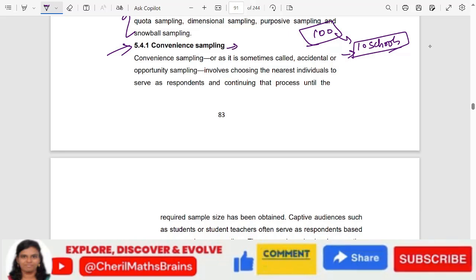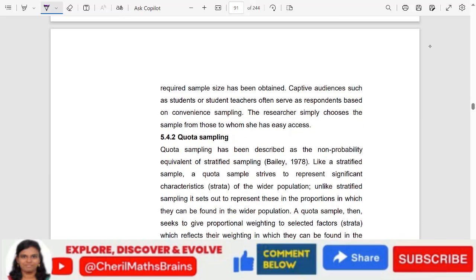Okay, so here I am going to look at easy access. So what is going to be accessible easily for me? So that is what is my convenience. The name says it all. Okay. So convenience sampling is also called accidental or opportunity sampling. Okay. So they are finding out what is best. So what is best and what is easy, that is your convenience sampling.